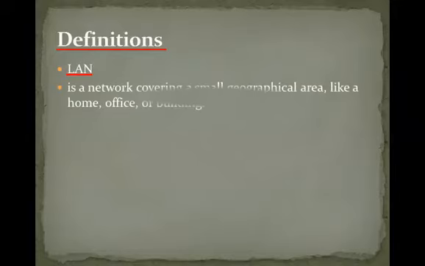Now, a local area network is a network covering a small geographical area. A small geographical area. Now, the use of the word small is essential when you are talking about local area network, that it's a network covering a small geographical area. But that smallness is of what extent? You must show the limit of that smallness.